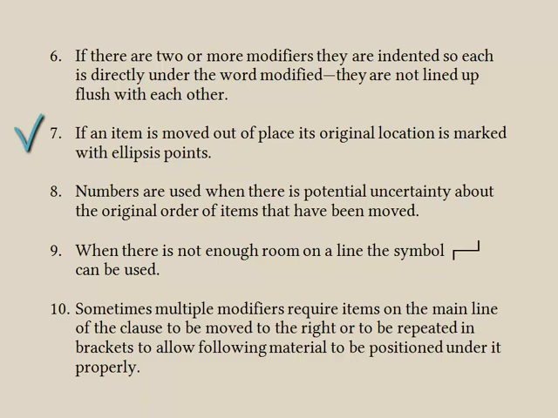And if an item is moved out of place, its original location is marked with ellipsis points. Numbers are used when there is potential uncertainty about the original order of items that have been moved. When there's not enough room on a line, then that line draw symbol can be used. Sometimes multiple modifiers require items on the main line of the clause to be moved to the right or to be repeated in brackets to allow the following material to be positioned under it properly. Now that we've seen the main principles in sentence mapping, in the next video we'll go on to see how they're applied to passages in Greek.